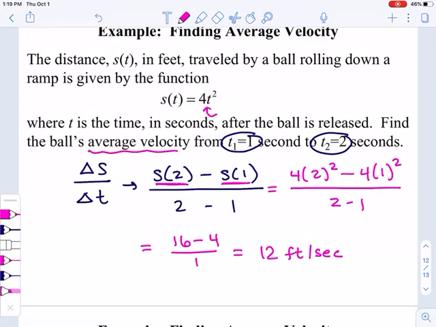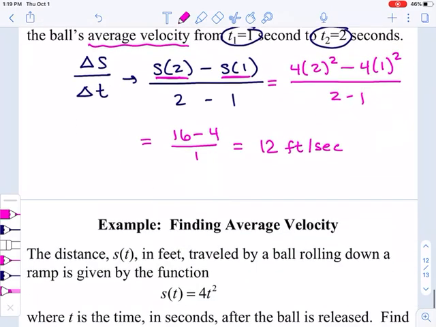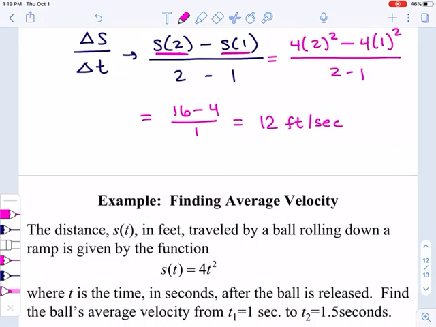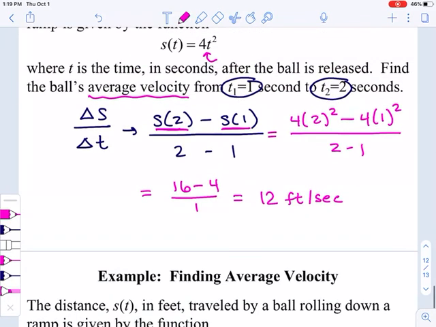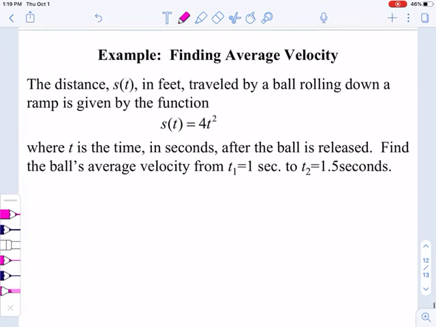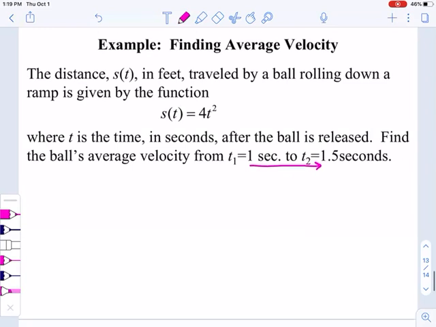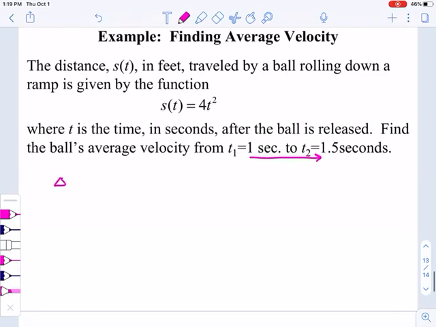They wanted us to find the ball's average velocity. Average velocity, what is the change? We have feet per second. Now, it wants to know, using the same function, instead of going from 1 second to 2 seconds, we're now going to look at what is that rate of change from 1 second to 1.5 seconds. So we're going to plug it in the exact same way that we did.